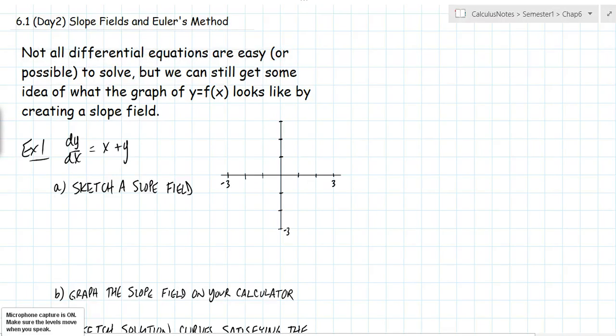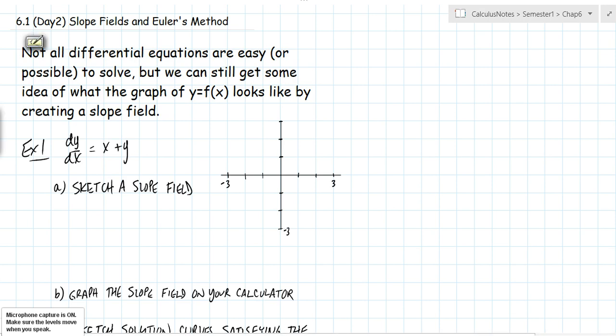We've worked with a few differential equations already, and we were able to solve all the ones we've encountered so far, but there are differential equations that are very difficult or in some cases impossible to solve. Slope fields give us a visual, graphical representation of what the function might look like. Maybe it's not even a function, but what the graph of the equation might look like given the differential equation.